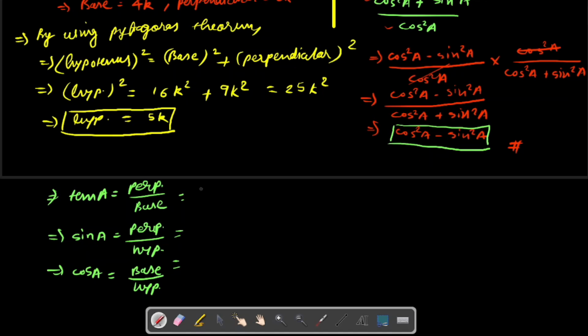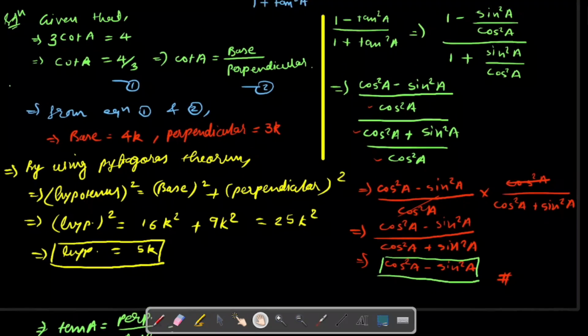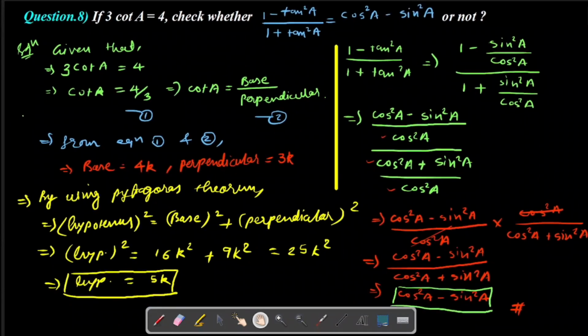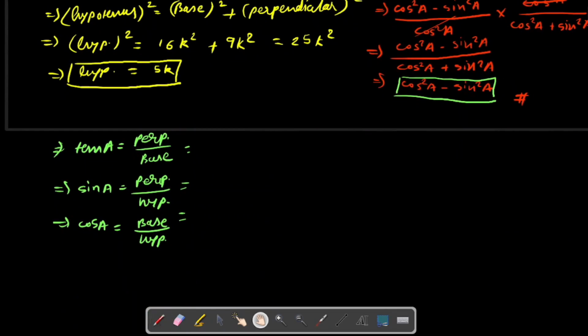Okay, so here the perpendicular is what? The value of perpendicular is 3k. So perpendicular is 3k upon base. Base is what? Base is 4k. k by k will cancel out and we are left with 3 by 4.